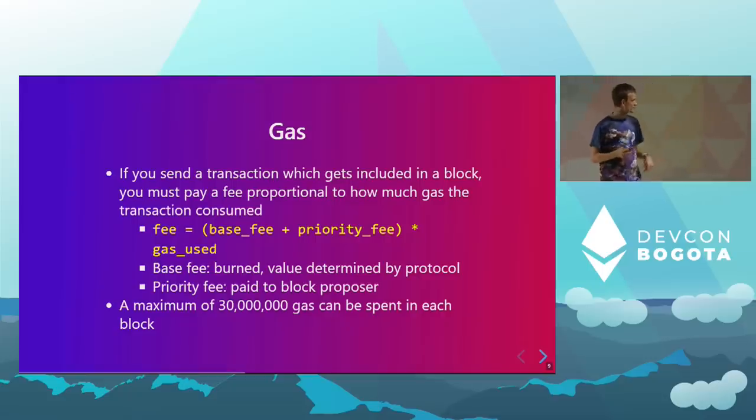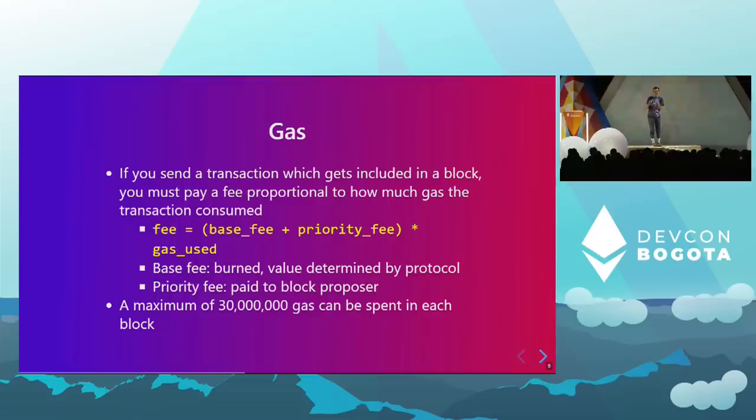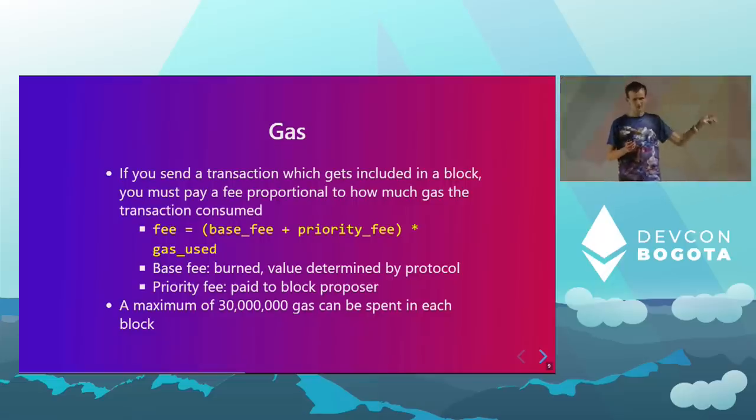And a maximum of 30 million gas can be spent inside of each block, right? So who remembers how much gas a basic transaction costs? Hint, it's in the previous slide. 21,000, okay. So 30 million divided by 21,000. Anyone want to guess about how much that is?